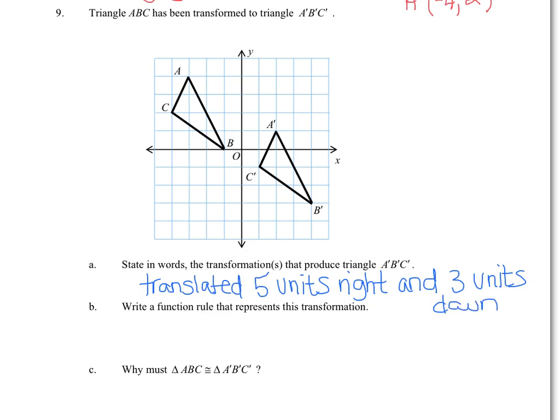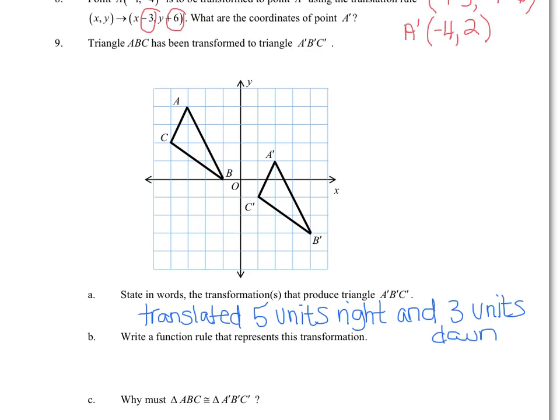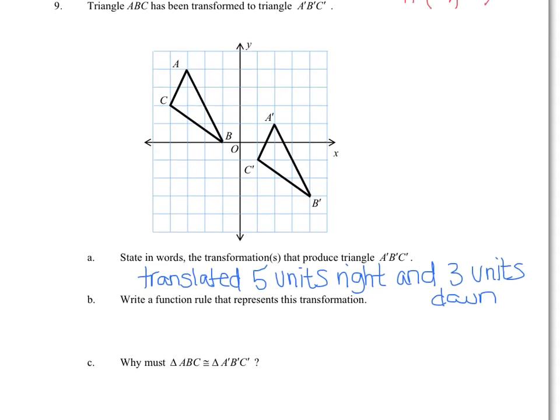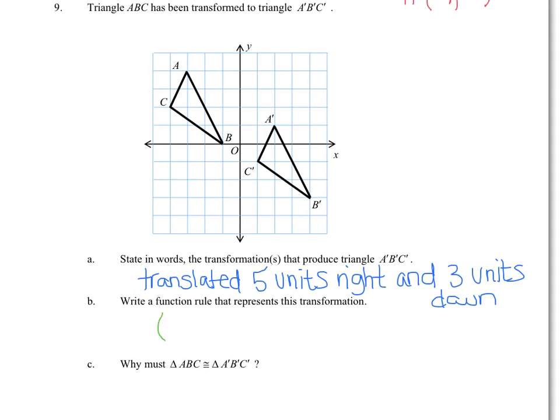Then they want us to write a function rule that represents this transformation. Well, a function rule is like this up here. So we start with (x, y), and it's going to correspond to our x values moving 5 to the right, which means plus 5, and our y units moving 3 units down, so y minus 3.